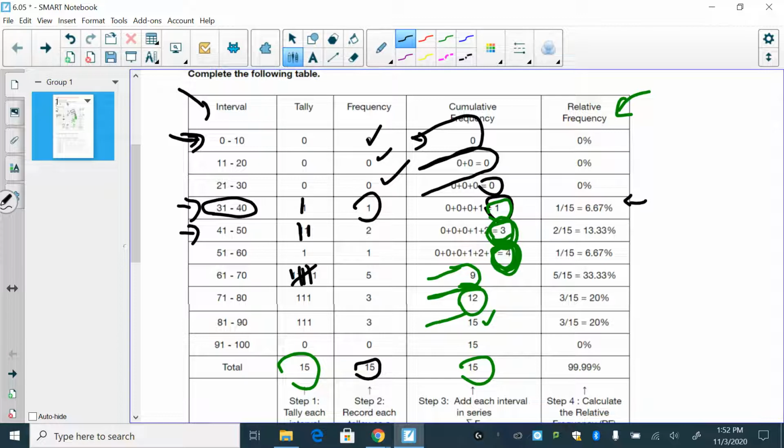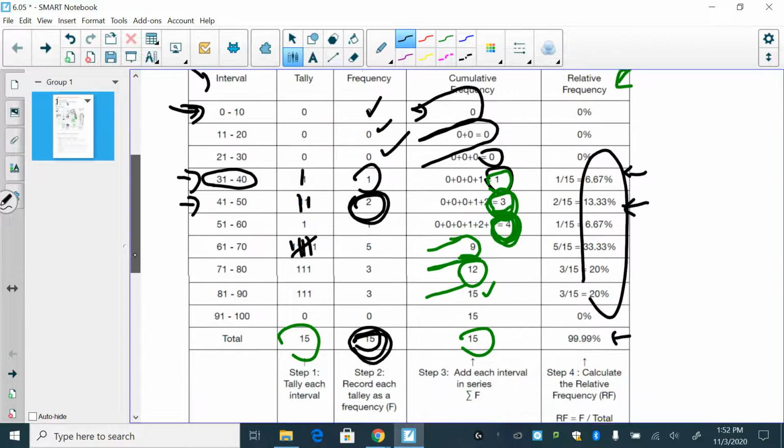Okay. So the next one, what did I do? I took the frequency 2, I divided by the total number of items, 15, and then I multiplied by 100, right? Because 2 divided by 15 is 0.13333. So then I did times 100 to get it as a percentage, and so that's 13.33. That's all I'm doing for this. And then when you add all these percents up, they should add up to pretty much 99.99 or 100 just because of rounding purposes. Okay, so that's what we're doing for that.